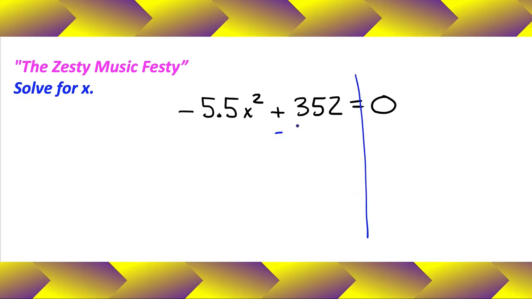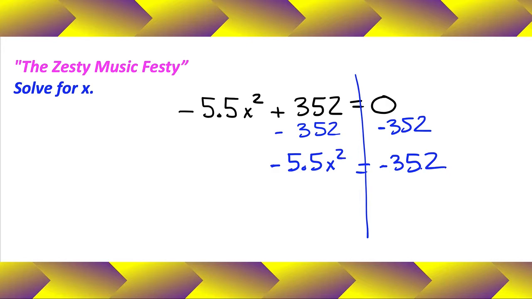I'm going to subtract the 352 from both sides. Minus 352. Okay, we go. Rewrite. We're going to have a negative 5.5 x squared equals negative 352. At first you're like, hey, you can't have a negative square root. We're not done yet, so be careful.